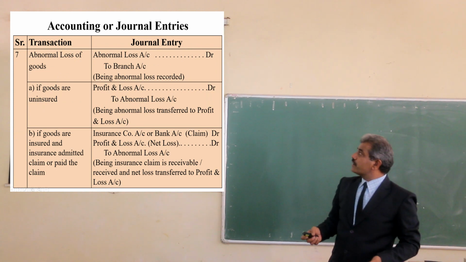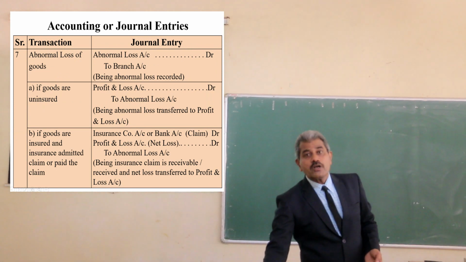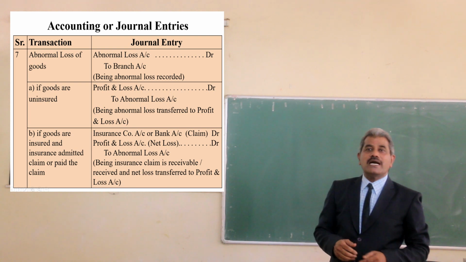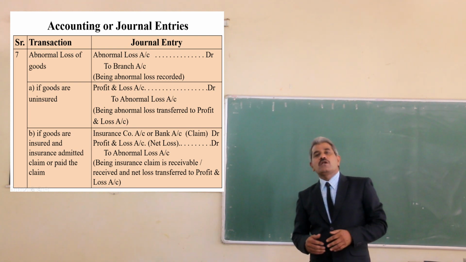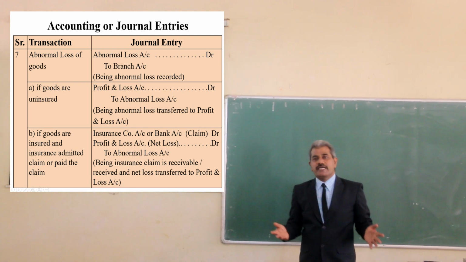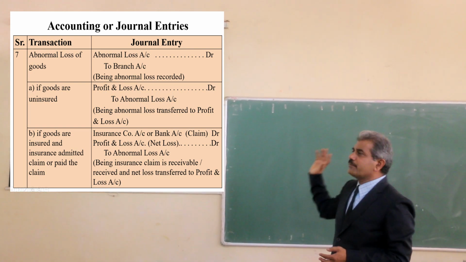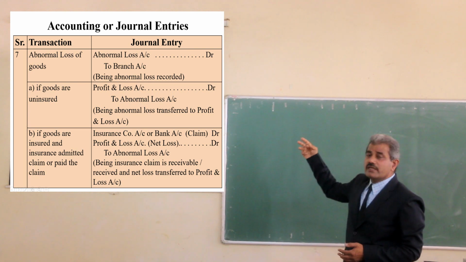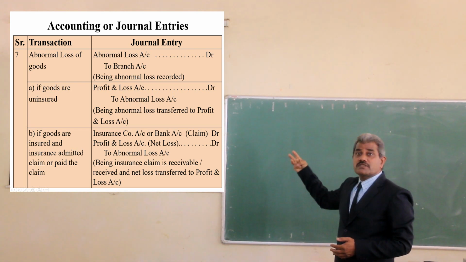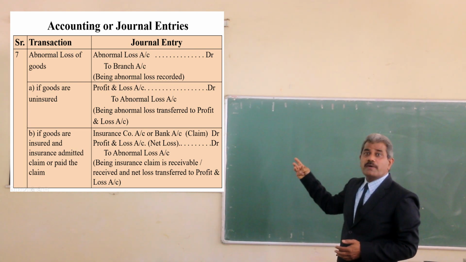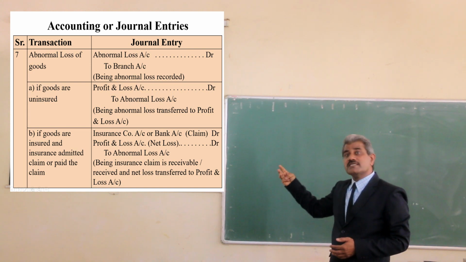Next is abnormal loss. Entry for abnormal loss. Abnormal loss means loss by fire, loss by theft. All these are abnormal losses. If there is any abnormal loss, then we have to see three possibilities. We have to pass entries according to the situation.